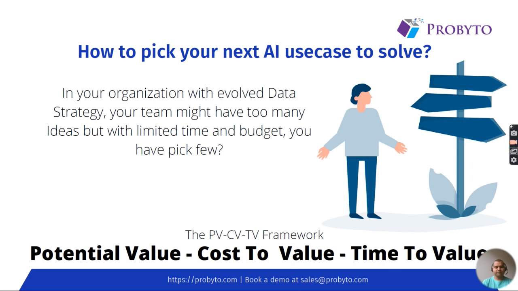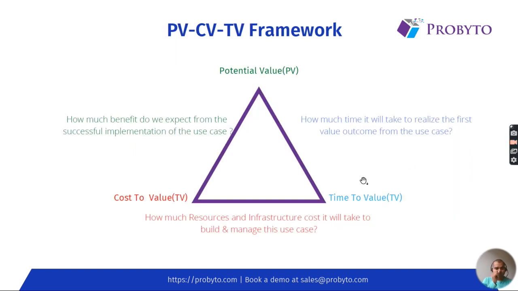So I'm here to present a framework which revolves around value, from three important components of picking any use case: potential value, cost to value, and time to value. In this framework, we make sure that for each idea that comes to the team, there are three important aspects, and these three aspects together bring idea evaluation metrics. Using those metrics, we are able to make a better decision on what is the best thing to pick up right now.